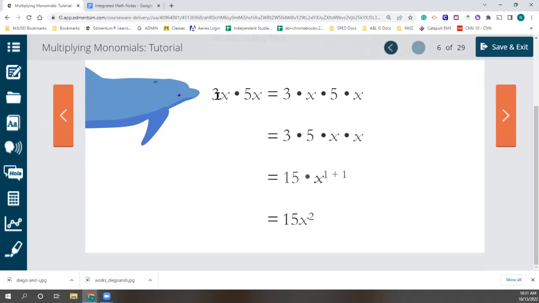That is called the distributive property. You distribute the 3, the x, the 5, the x, and you kind of break it all into its parts. You put the parts together that you can do the maths with. You put the other parts together. So we end up with 3x multiplied by 5x equals 15x squared.